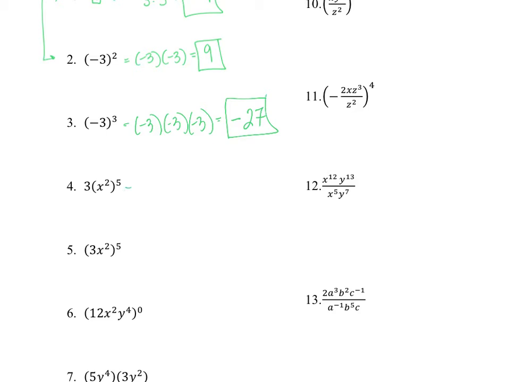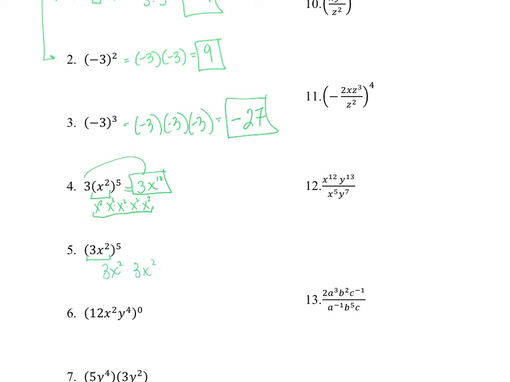For number 4, we're looking at the base is only x squared. So if we have x squared written out 5 times, that's going to be a total of 10 x's. So we're going to get the number 3 and then x to the 10th power. On number 5, our base is that whole 3x squared. So you're writing that whole thing 5 times.